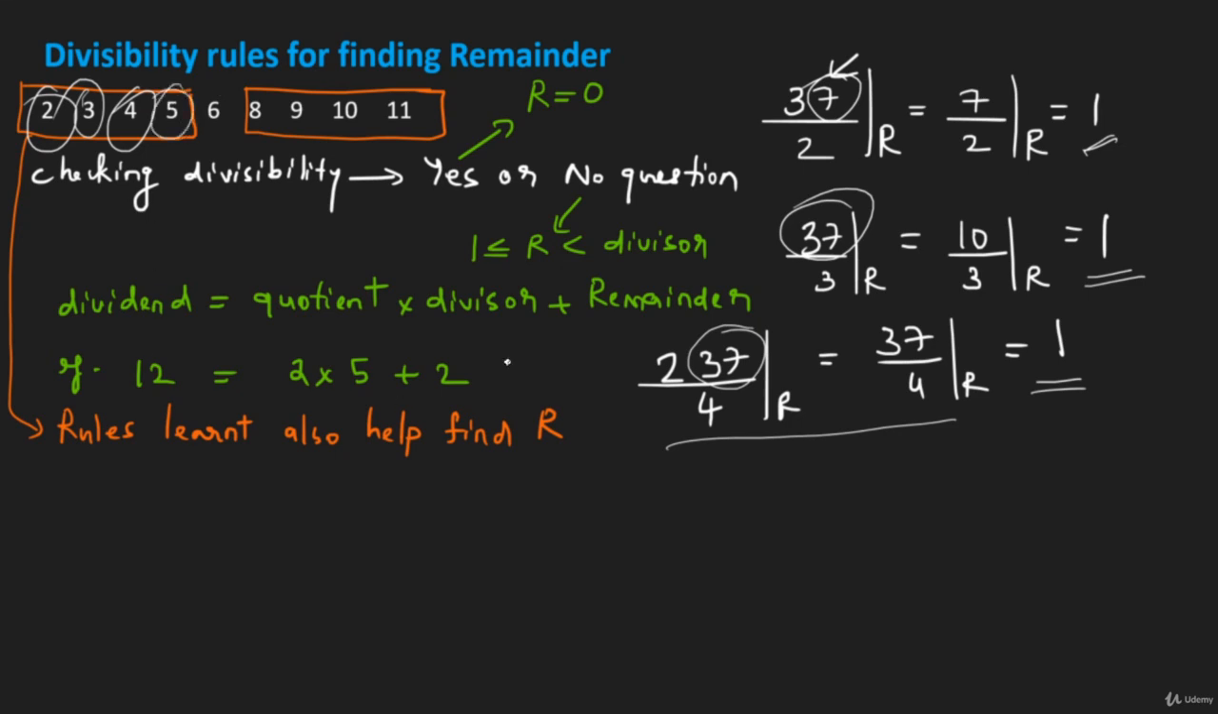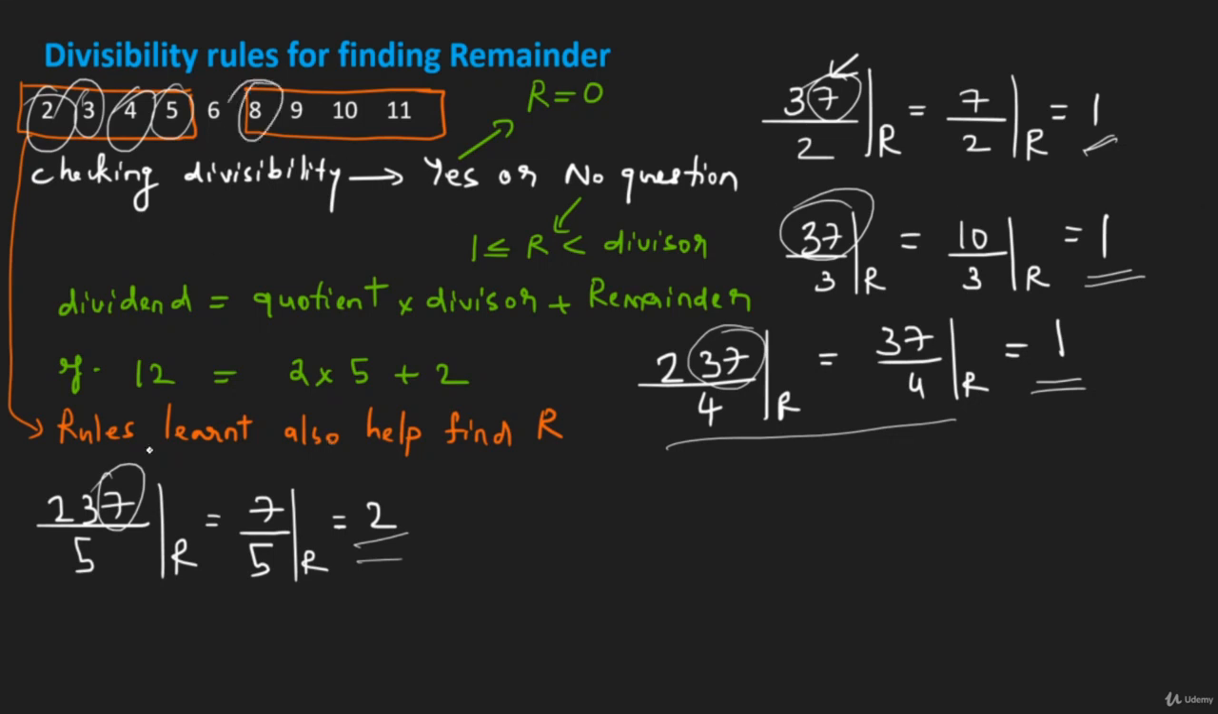Alright, let's move on to 5. For 5, we know that the rule was the last digit should be 5 or 0. So say you want to do 237 divided by 5, you just need to check the last digit. So that's equal to 7 by 5 and taking the remainder, and you get the remainder as 2. Alright, now let's move on to 8. Remember 6 is a composite number, that's why we are skipping it. So for 6, we had learned that you have to check divisibility of 2 and 3.